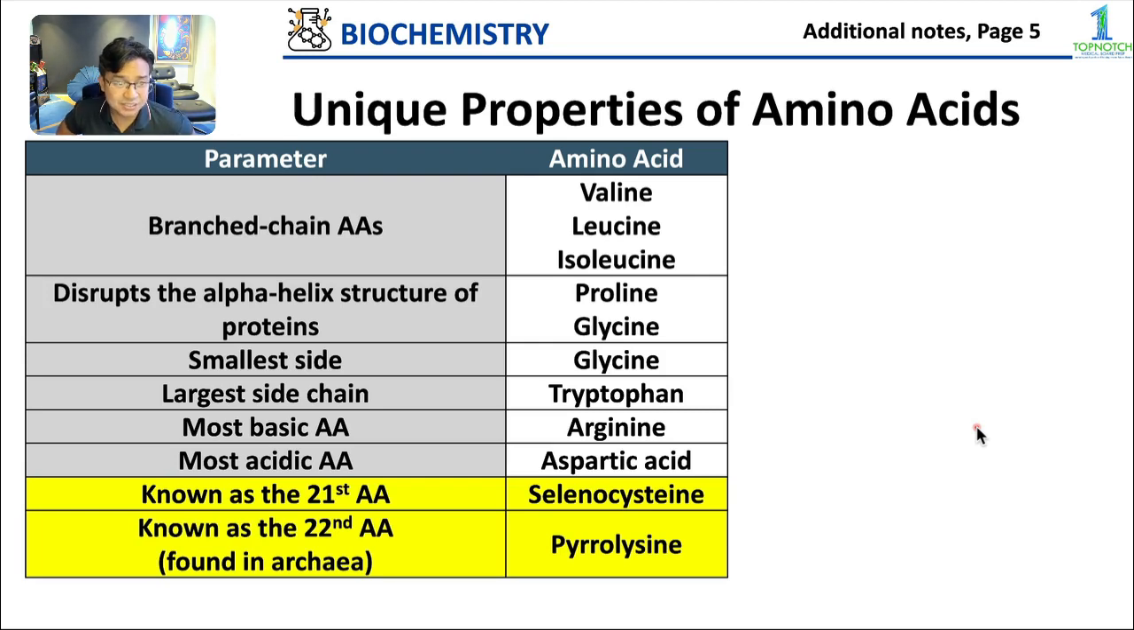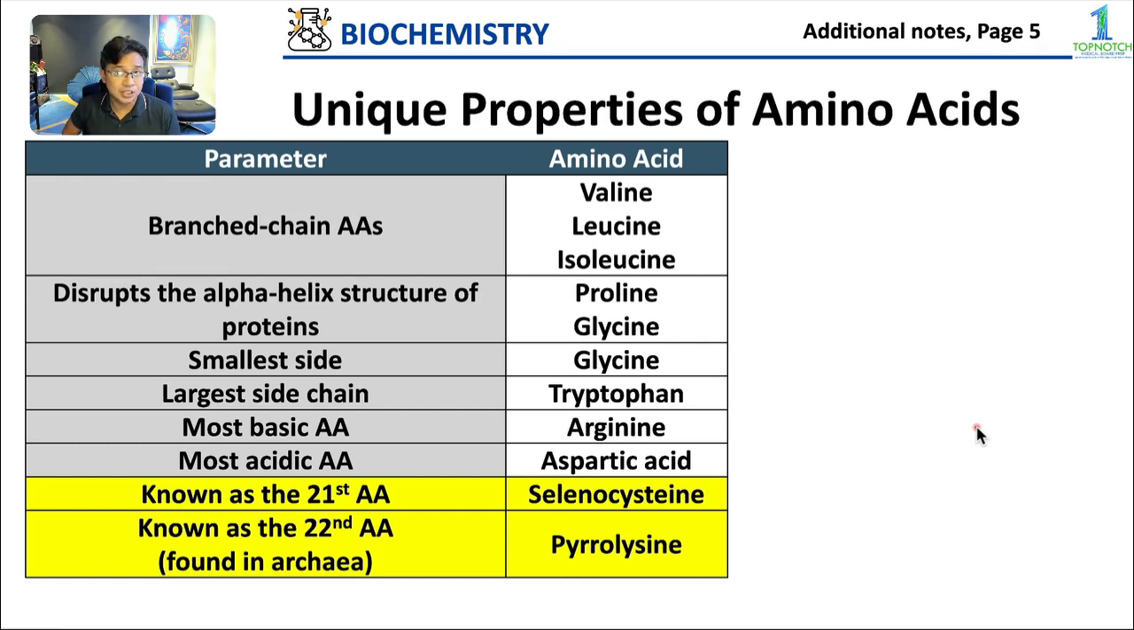Now, in summary, these are the unique properties of your amino acids. Branched-chain amino acids, valine, leucine, isoleucine. The ones that can disrupt your alpha helix structure, as mentioned, are your proline and glycine. Glycine has the smallest side chain. Tryptophan has the largest side chain. Arginine is the most basic amino acid, while aspartic acid is the most acidic amino acid. And take note of these concepts as before to us.